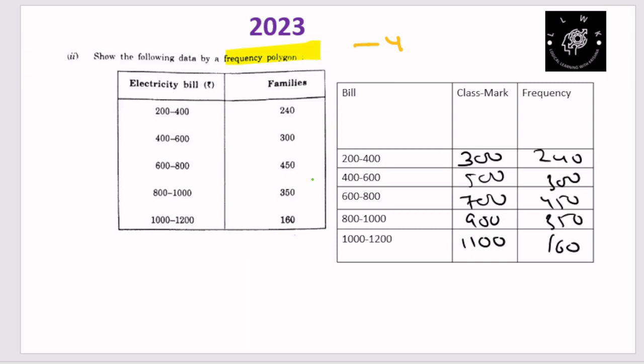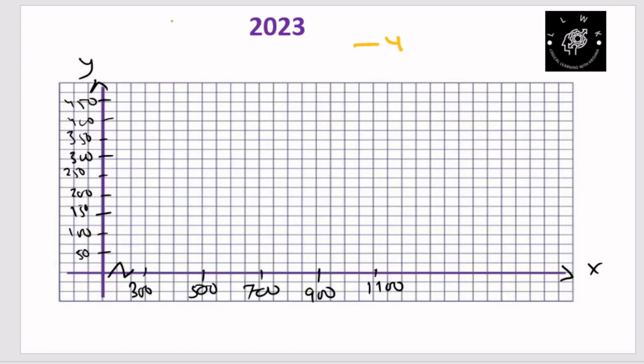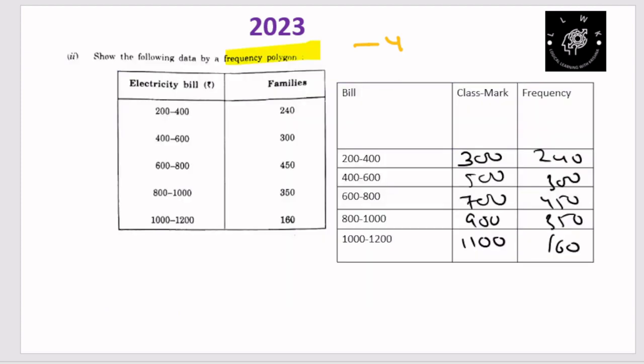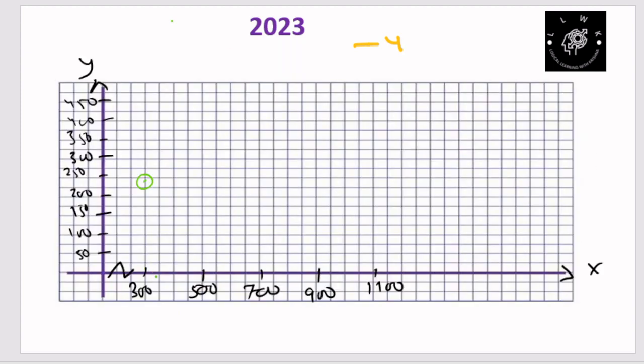How to plot? First class mark 300, 240. So where 240 will come on 300? 200, 250 is here, right? So 240 will come somewhere at this point. This is your first point. Next, where is the next point? 300 on 500. So where it will come? At this point. Similarly, plot others.